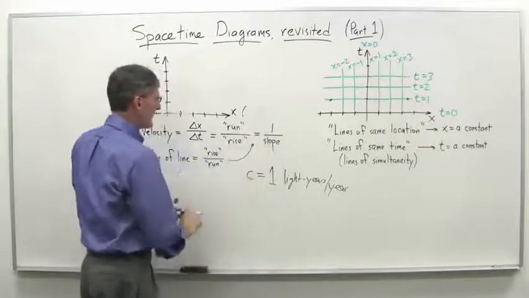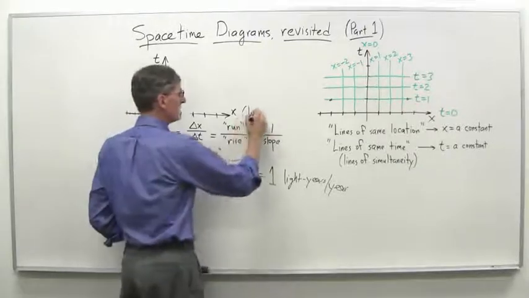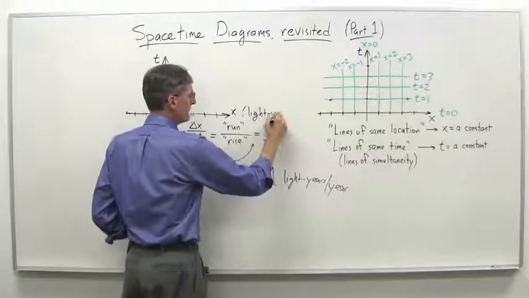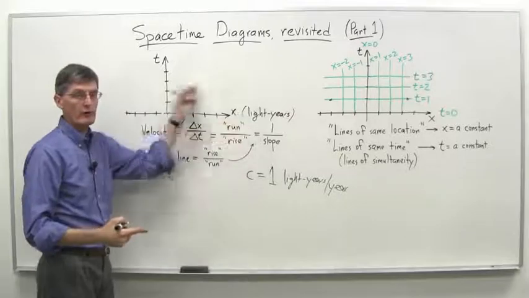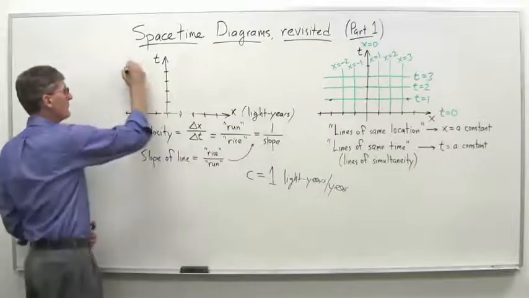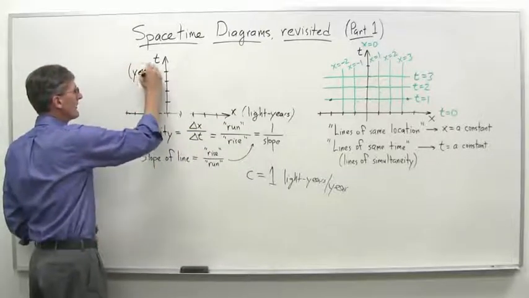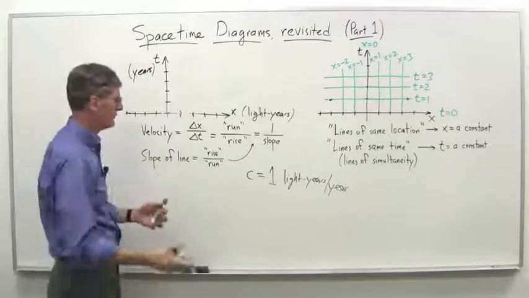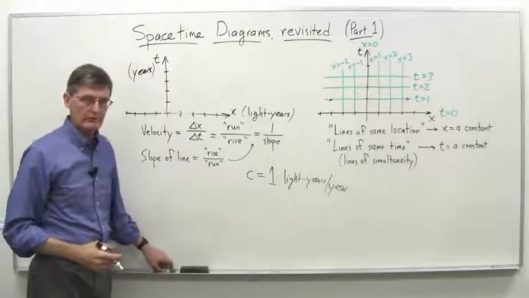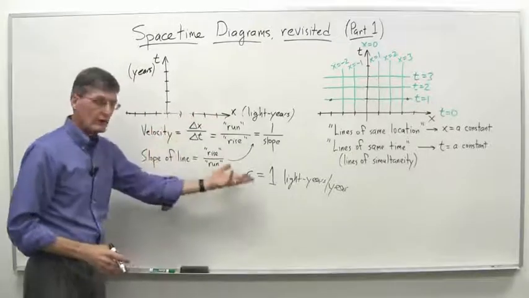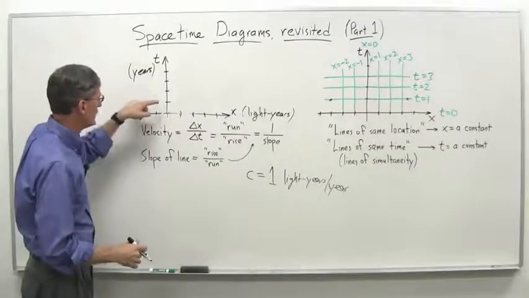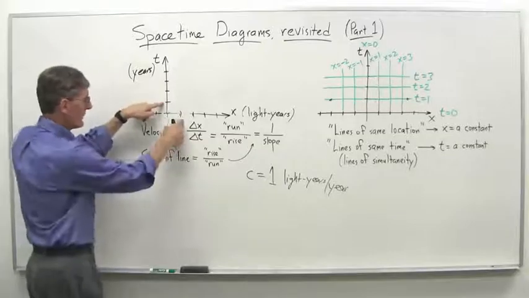So let's just say x is in light years. And then whatever we choose for x, that determines our time unit here. It doesn't have to technically. We could put seconds there if we wanted to, but it doesn't make much sense diagrammatically to do it that way. So light years and years, c is 1 light year per year. That means in 1 year, it goes 1 light year.